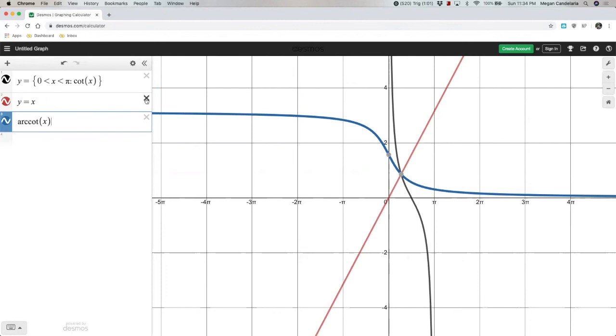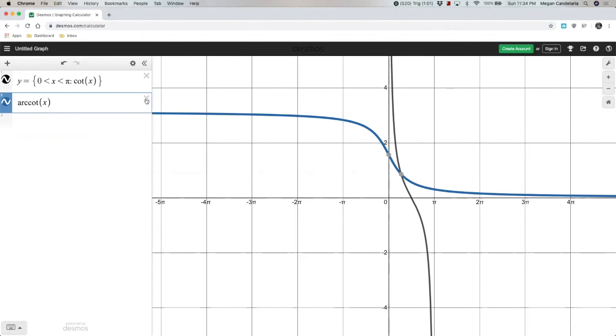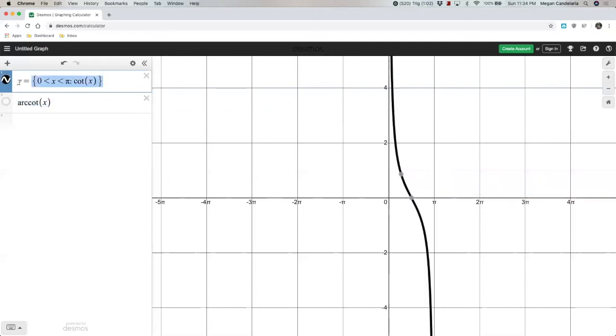Okay. All right, so now let's think about the domain and range. Well, we limited the domain of our cotangent function to be 0 to pi. That means the range of our inverse cotangent is going to be 0 to pi, and we can see that here. It goes from 0 up to pi. Okay, and then how about our domain? Well, if we think about the range of our original cotangent function, its range is everything, negative infinity to infinity, which means the domain of our inverse cotangent function is going to be negative infinity to infinity.